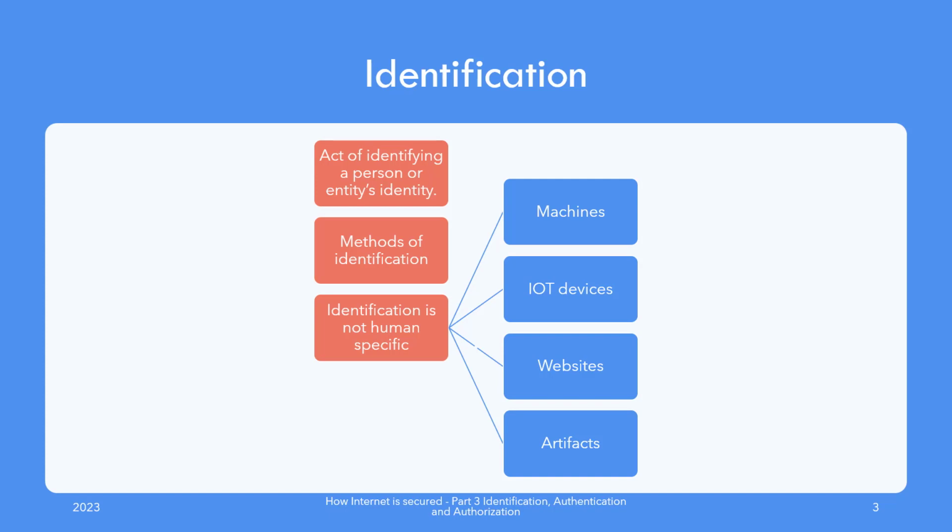The idea of identification is not restricted to humans, it can be machines or IoT devices or even ancient artifacts, each having attributes used to identify them. For example, Mona Lisa is not a human, but an identity given to a drawing by its creator, and it has worked out pretty well until now.